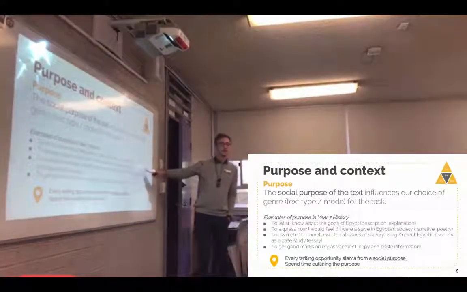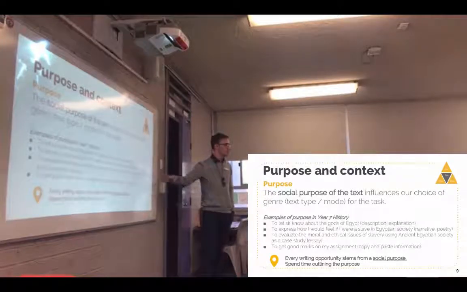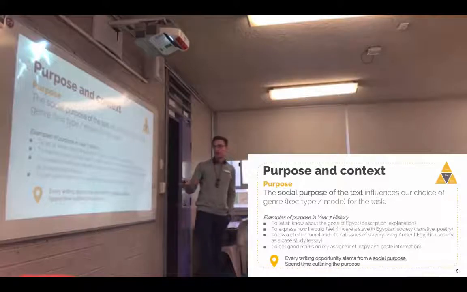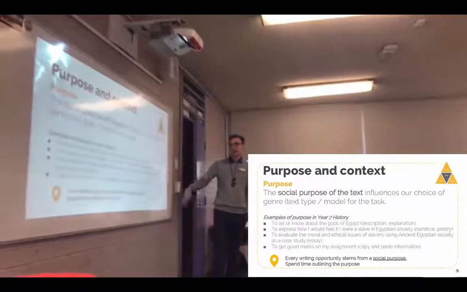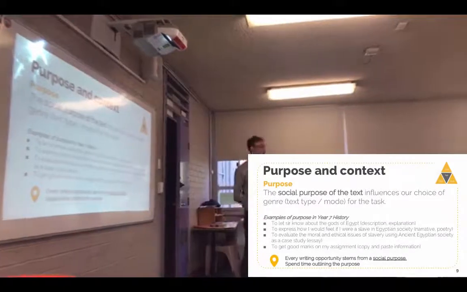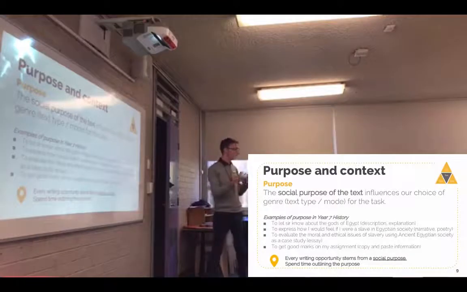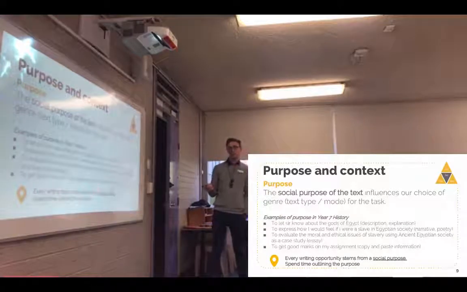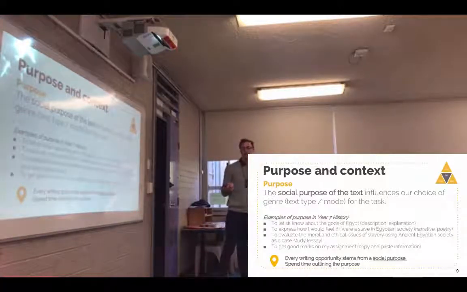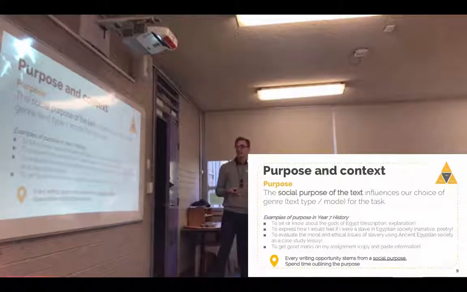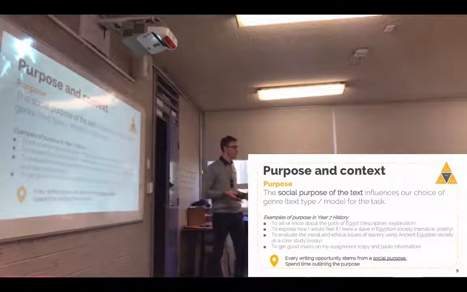It would require something that's more narrative based or perhaps poetic, because we're talking about feelings. To evaluate the moral and ethical issues of slavery using ancient Egyptian society as a case study. That wouldn't really be appropriate for a Year 7 class, but the purpose and the text type then have to be different. And then finally, to get good marks on my assignment, the text type might be copying and pasting information. Students may think that copying and pasting is what enables them to get good marks, but perhaps they just don't have a clear understanding of purpose.